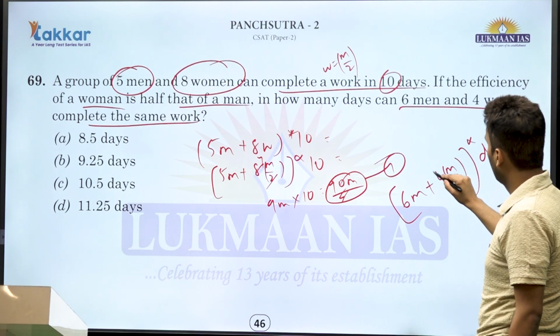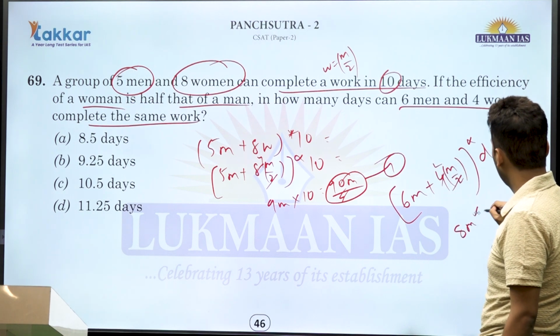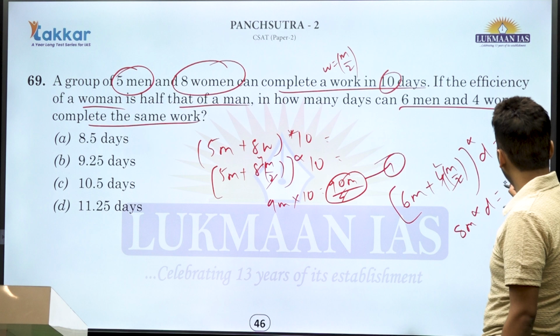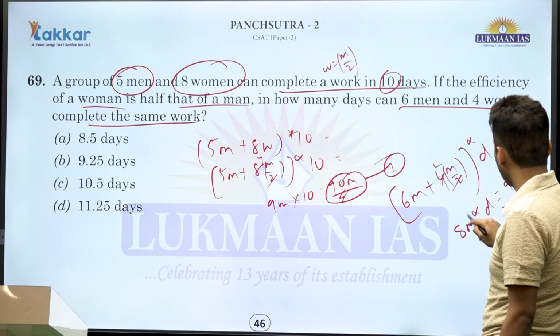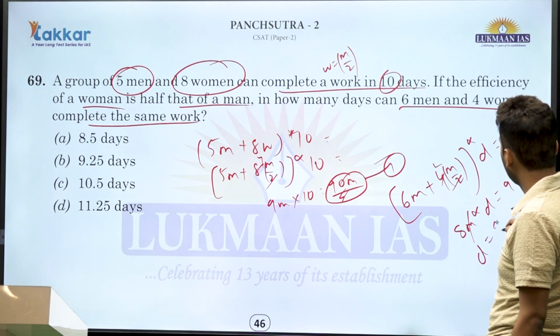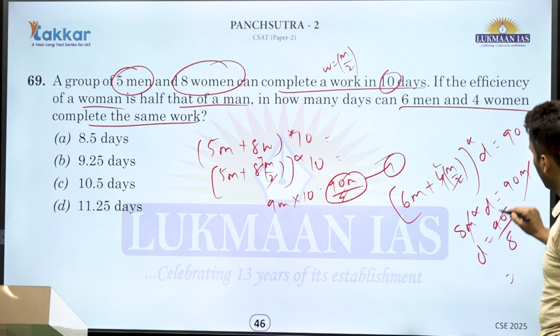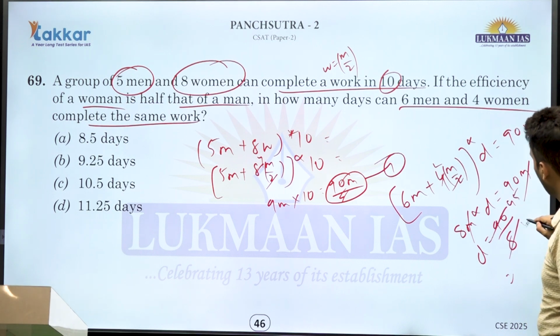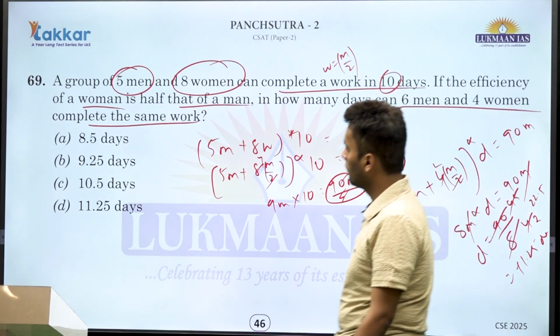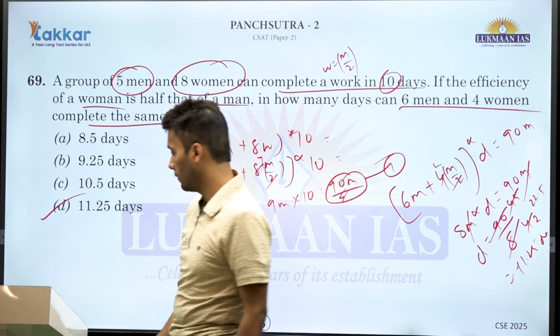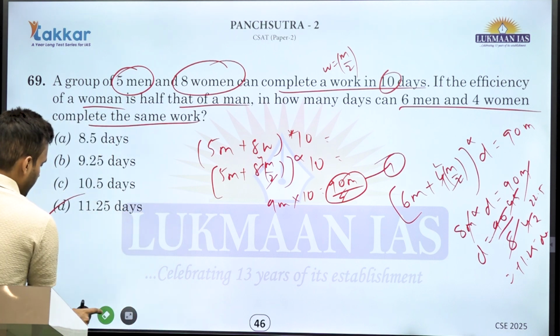So 8m into D is equal to 90m. m gets cancelled and D will become 90 divided by 8. That is 45 by 4, that is 22.5 by 2, that is 11.25 days. Do we have it? Yes, 11.25 days is in the options. So D is the correct answer.